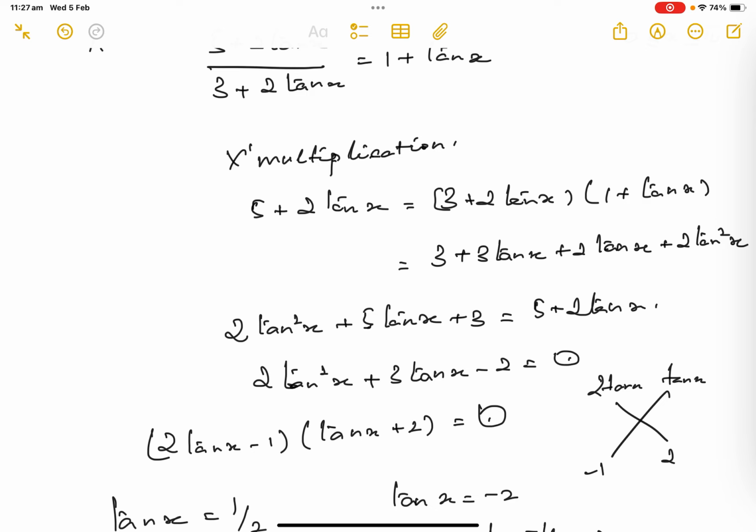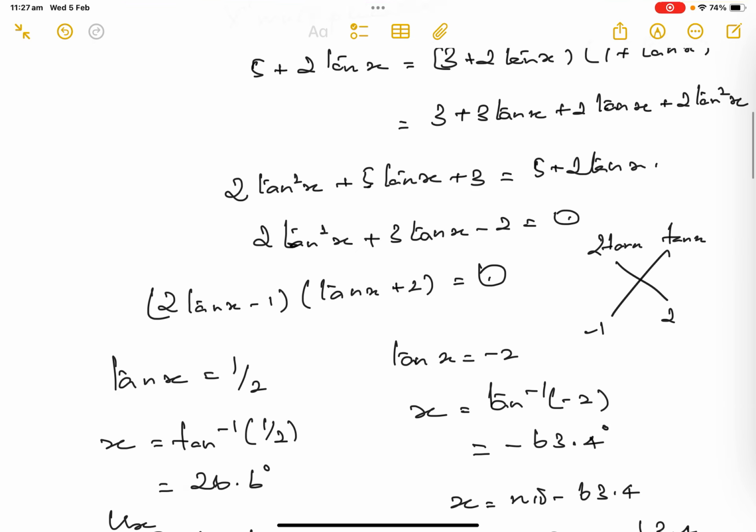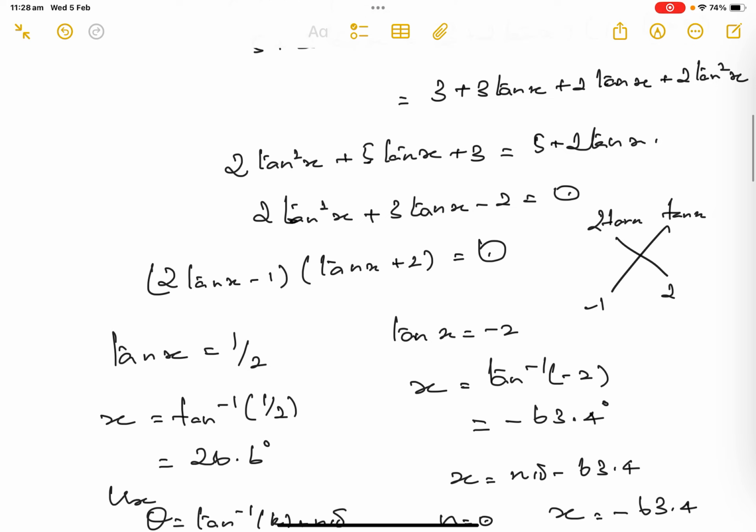Now the left hand side goes to the right, 5 + 2 tan x. Then further simplification: 2 tan squared x + (5 minus 2 is) 3 tan x, and (3 minus 5 is) minus 2, equals 0. Simple factorization of the quadratic equation: the 2 tan x on the top and the bottom, the factors of minus 2, that is minus 1 and 2.